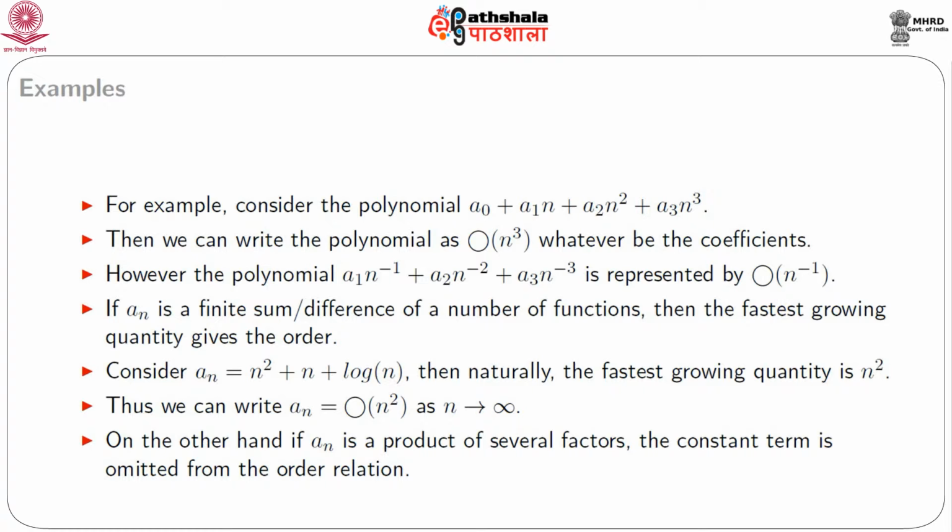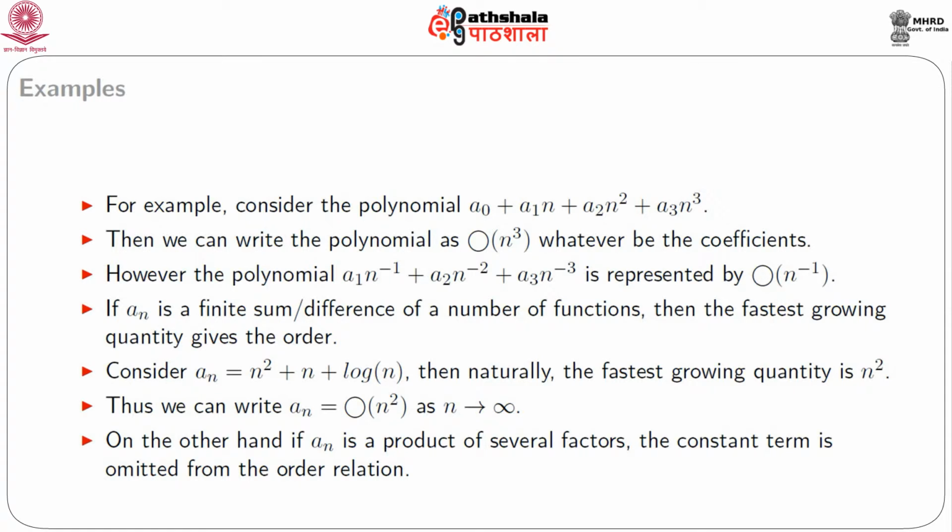If a_n is a finite sum or difference of a number of functions, then the fastest growing quantity gives the order. For example, consider a_n equal to n square plus n plus log n. Then naturally the fastest growing quantity is n square. Thus we write a_n is big O of n square as n tends to infinity.